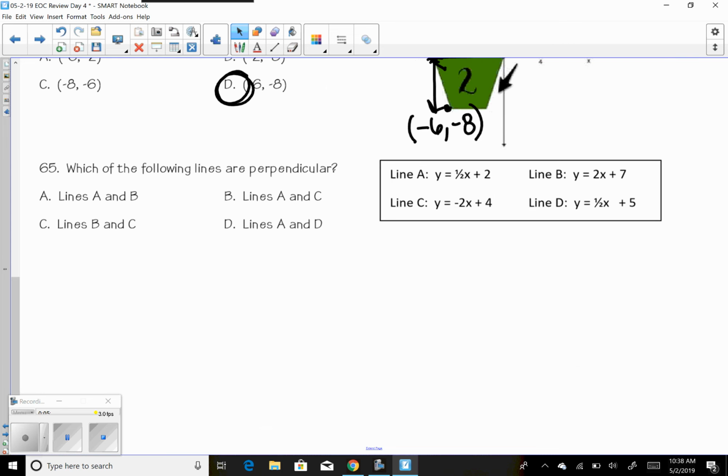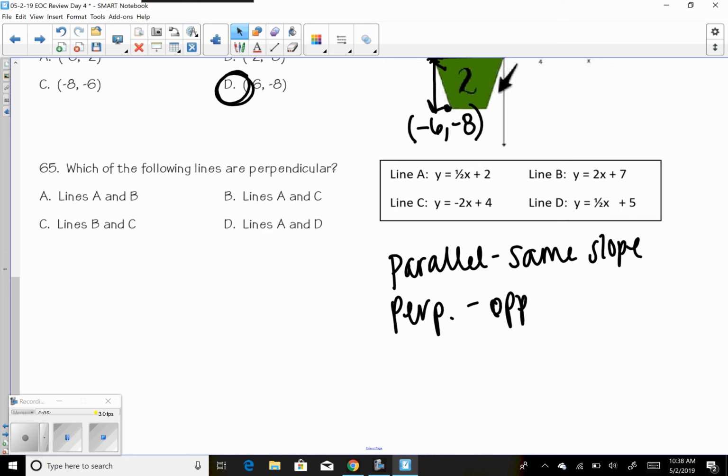All right, 65. Which of the following lines are perpendicular? So you have to remember some parallel and perpendicular things. So parallel lines, they have the same slope. And perpendicular lines, they have opposite reciprocals. Okay, so let's see. Which of those are going to be opposite reciprocals?